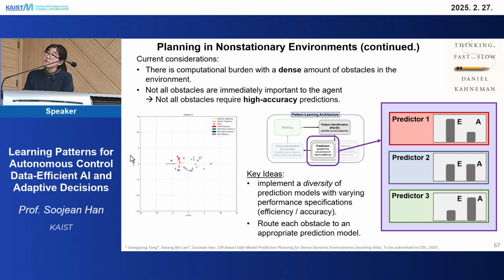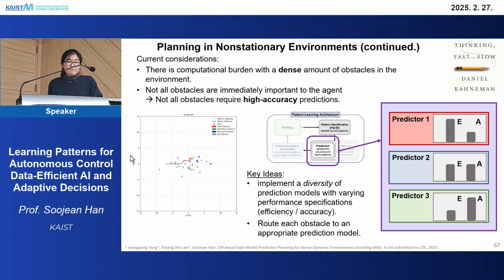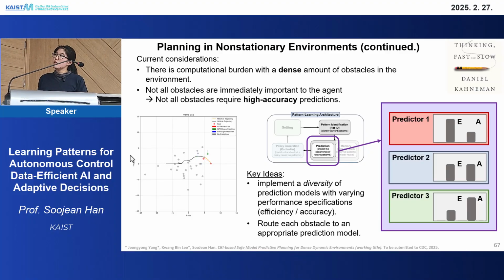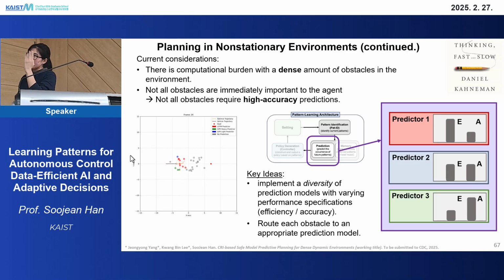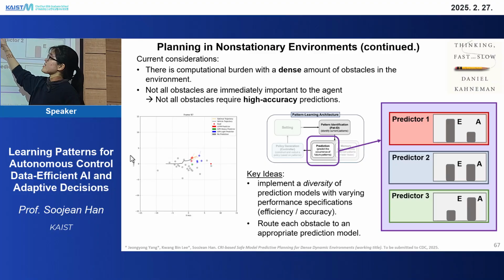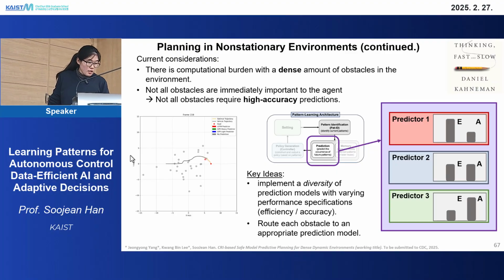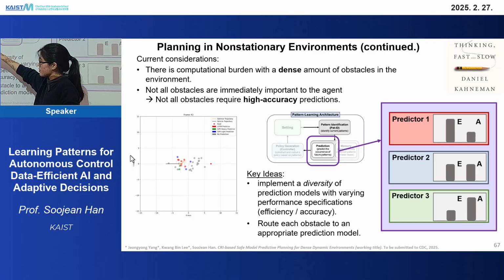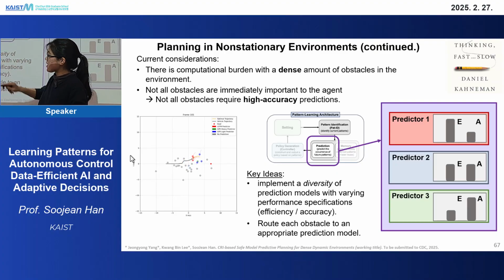So we extended the previous planning work to non-stationary environments to include uncertainty quantification and prediction. The current considerations and the motivation for including those two aspects are as follows. There is a computational burden when there's a dense amount of obstacles in the environment. So for example, over here, this GIF is playing while I'm talking, so that's good. Over here, we have a large number of obstacles. And this agent over here is trying to navigate around these obstacles and trying to just get to this red point.